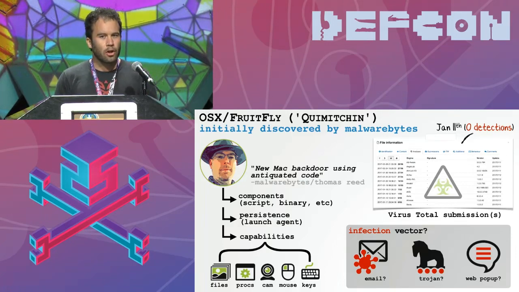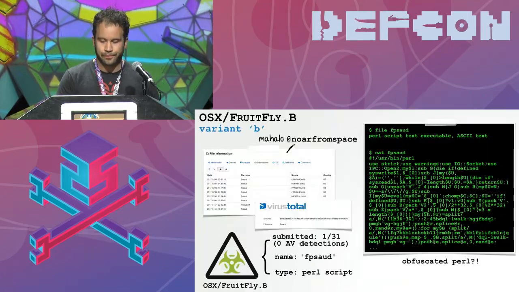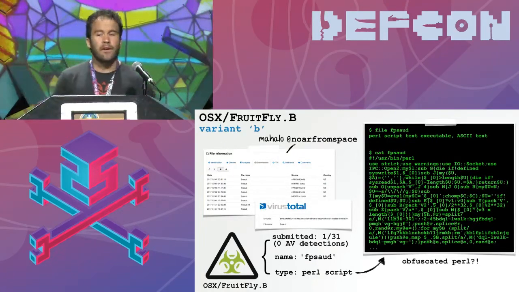Now, we don't know the infection vector. We never found an installer, which is interesting, but perhaps it was via an email attachment or a pirated or Trojan application. Today we're going to be looking at variant B. A friend sent me a hash of this sometime in late January. At the time, variant A was already being detected, but variant B was still undetected. It was submitted to VirusTotal with the name of FPS odd, which is designed to mimic a common Flash player. And like variant A, its main component was an obfuscated Perl script.